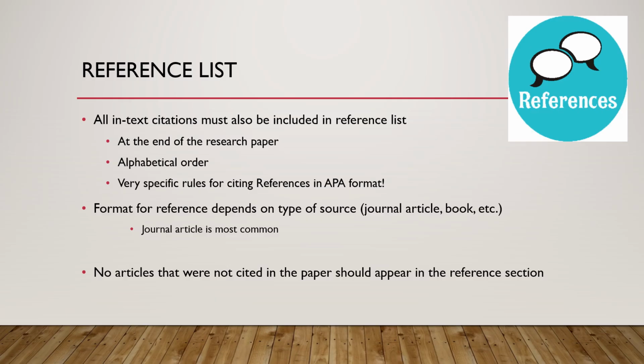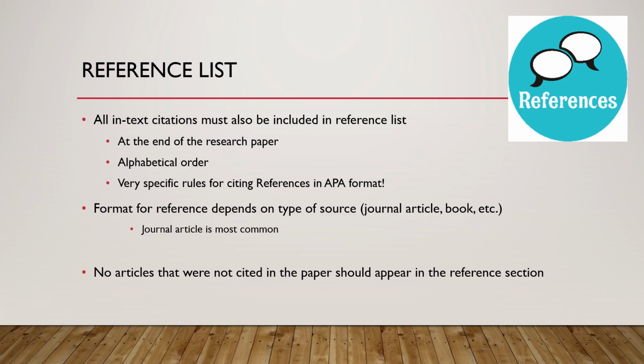So all in-text citations in the text must have an associated reference in the reference list at the end of a paper. This always comes at the end, and all of the references are provided in alphabetical order, and there are very specific rules for how those are written. The format is going to change depending on whether it's a journal article or a book, though the journal article is the most common one, and so that's the one I'm going to be talking about today.